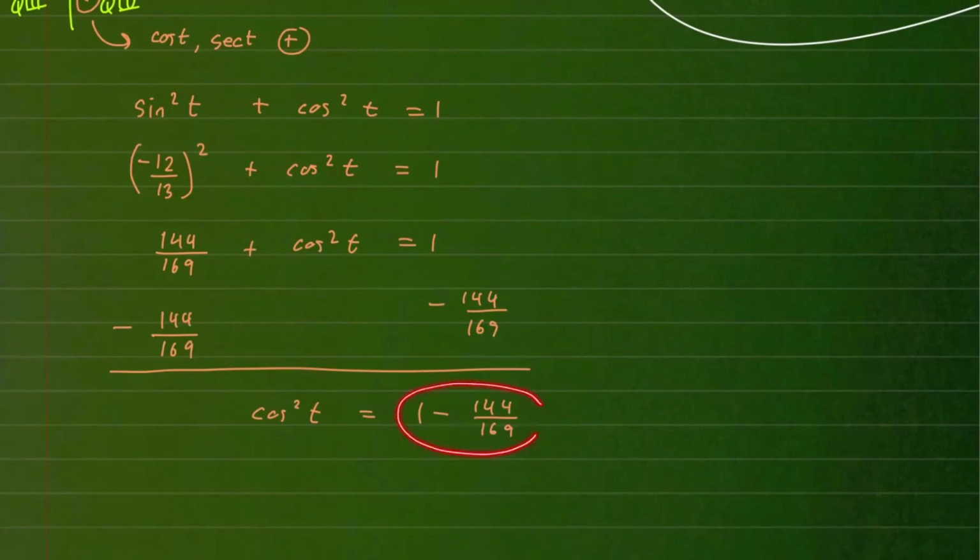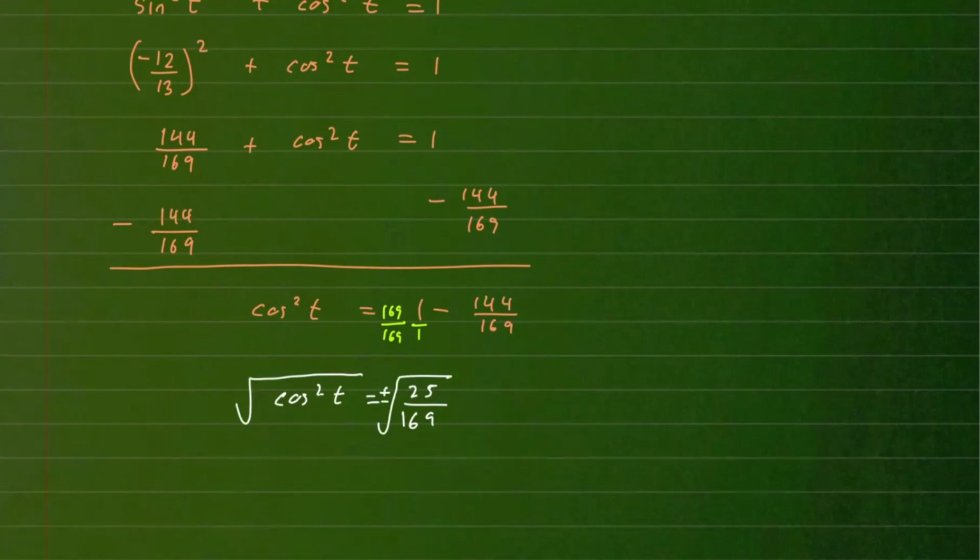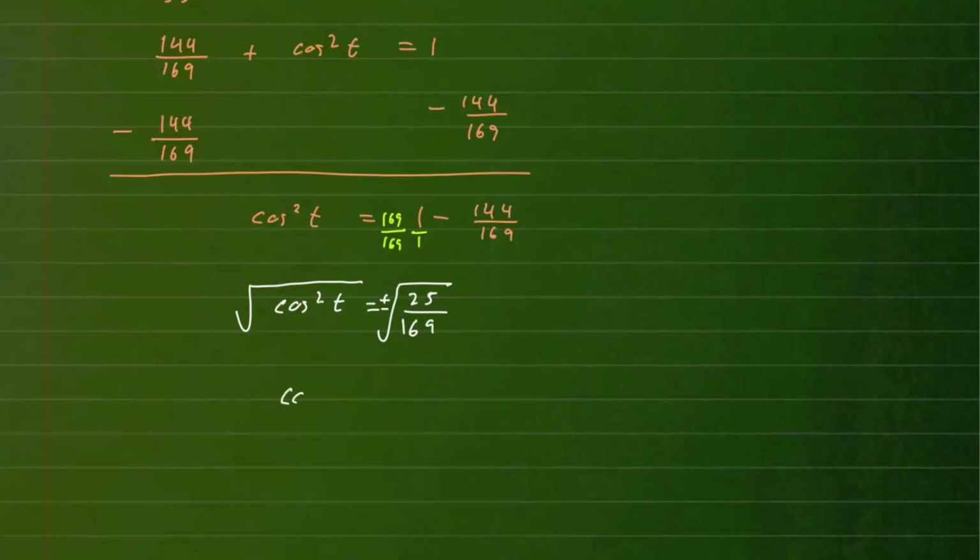Now here you put these two in a common denominator so that you can subtract their values. So you would multiply 1 by 169 over 169. So now 169 minus 144, you'll have 25 over 169 is equal to cosine squared of t. Now to solve for cosine, we're going to simply take the square root on both sides, but don't forget that you get two values, plus and minus. So cosine of t is equal to plus or minus, and I can simplify the square root of 25 as 5 and the square root of 169 as 13.